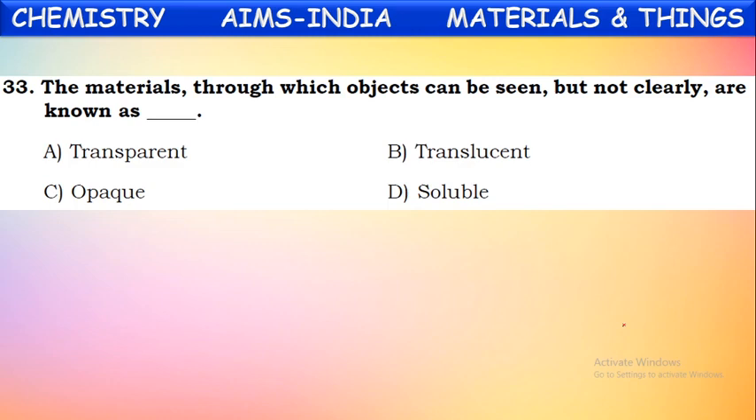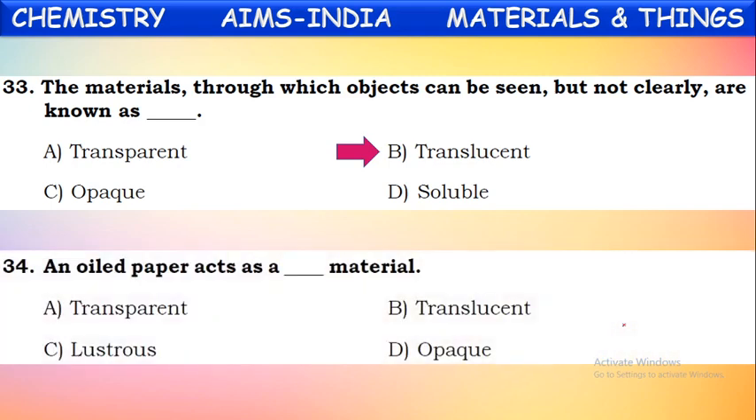Next question. The materials through which objects can be seen but not clearly are known as what? The materials through which objects can be seen but not much clear are called translucent materials. The materials through which we can see clearly are called transparent materials. The materials through which we can see but not much clear are called translucent materials.